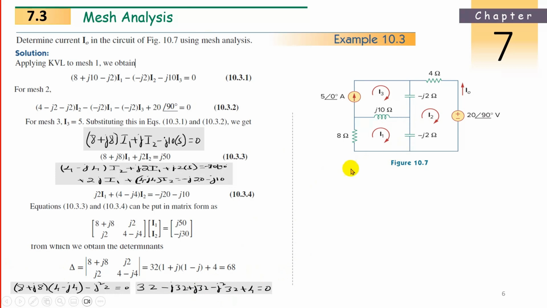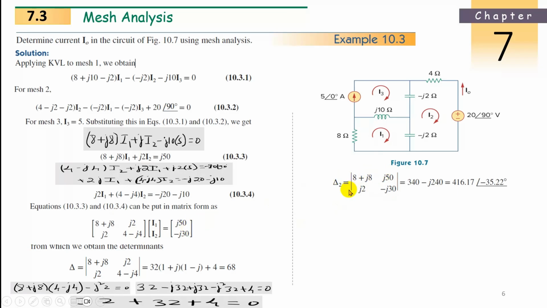Now what do I need? Directly I0. What is I0? It is nothing but minus I2. So find I2 only. No need to find I1, that is a waste of time. So just find I2, that is our answer. Find I2, then make it negative, then it is I0. What is I2? It is nothing but the second determinant. What do we do? Remove this second column, and put minus j50 and minus j30 from the right-hand side.